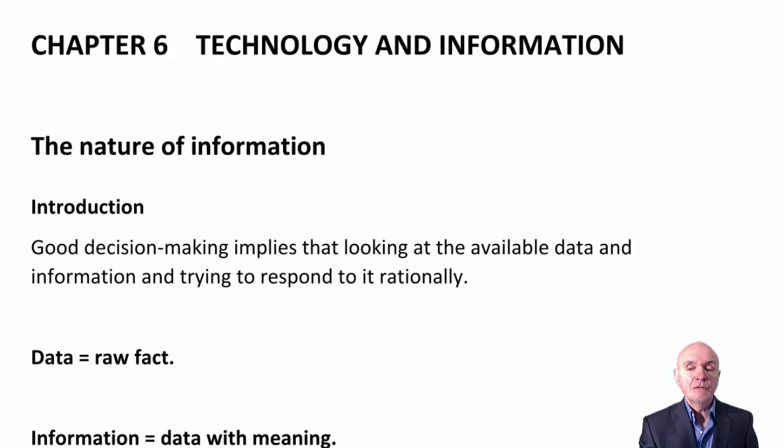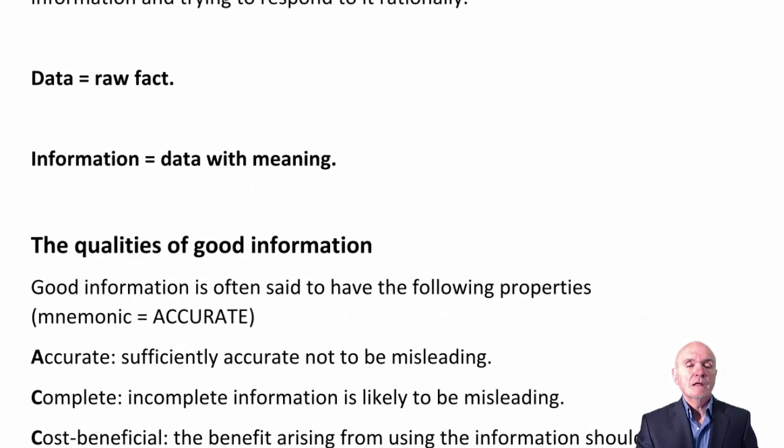Data is essentially raw fact. So I could collect the heights of everyone living in the city, and I could have a great big printout with all the heights on it. That could be absolutely accurate. That would be data, that's raw fact. Most data is not of itself terribly useful. It's only when it's processed in some way that it really becomes informative in most cases.